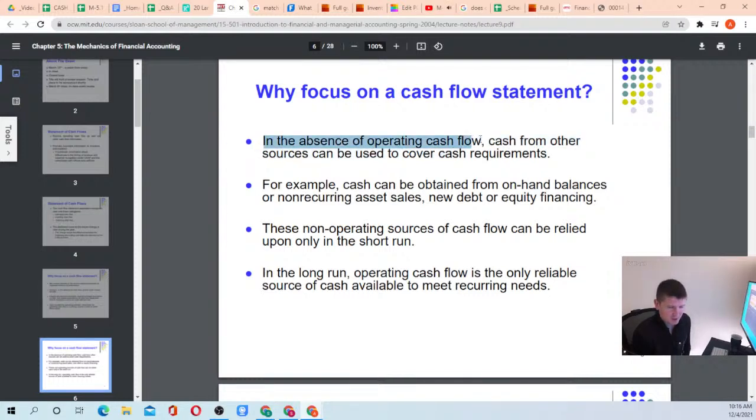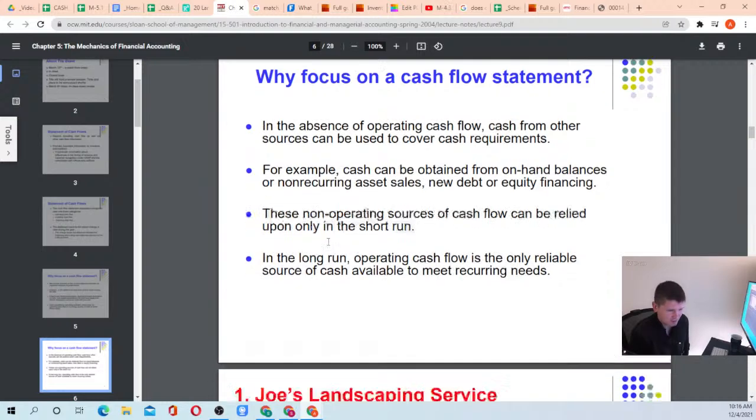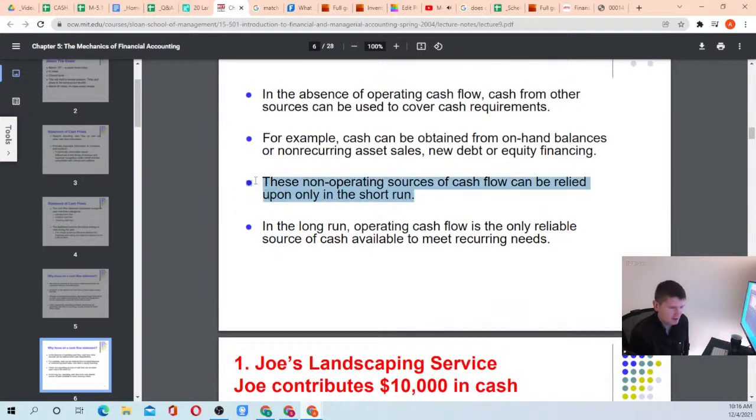In the absence of operating cash flow, cash from other sources can be used to cover cash requirements. Yeah, that's what we saw with AMC. Cash can be obtained from on-hand balances or non-recurring asset sales, new debt, or equity financing. In the case of AMC, it was new debt. These non-operating sources of cash flow can be relied upon only in the short run. That's true, so AMC won't be able to survive for long.